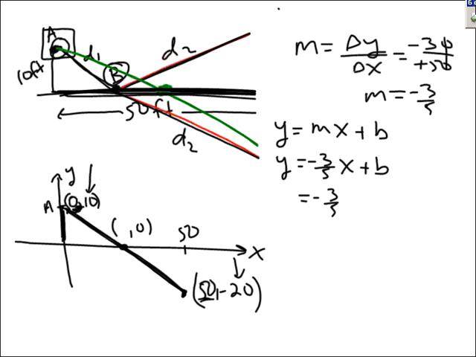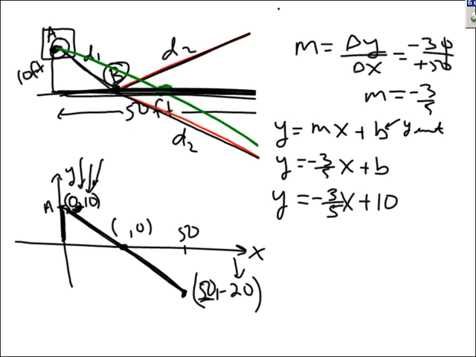When x is 0, a lot easier. b is the y-intercept. And the y-intercept is 10. So now I have the whole equation. Okay, y equals negative 3/5 x plus 10.